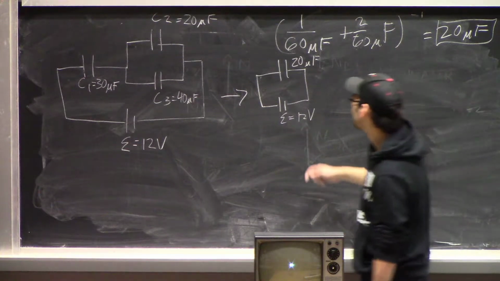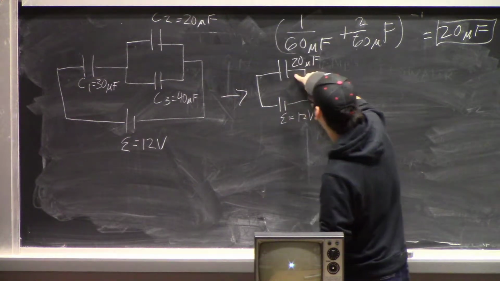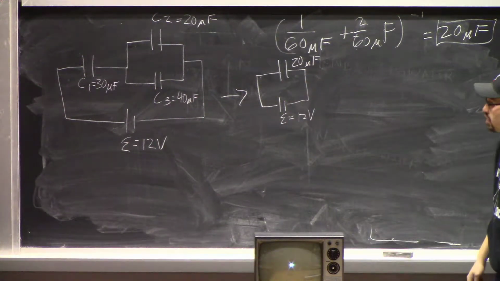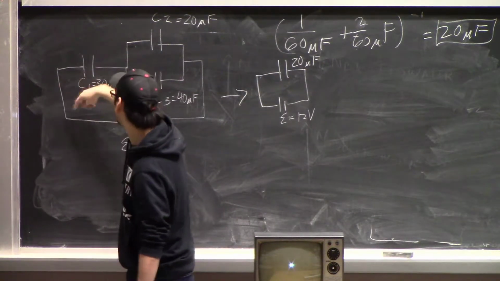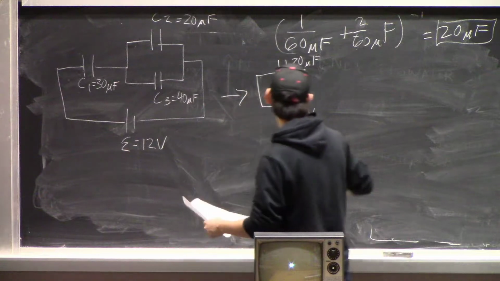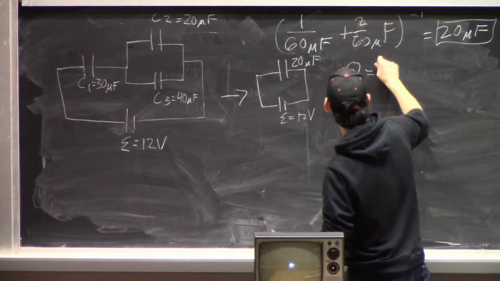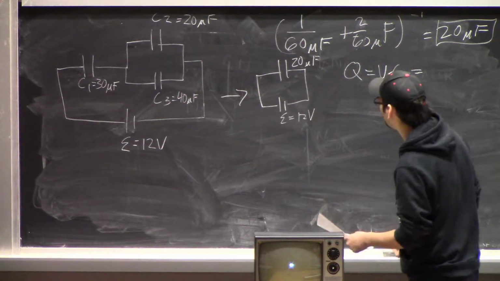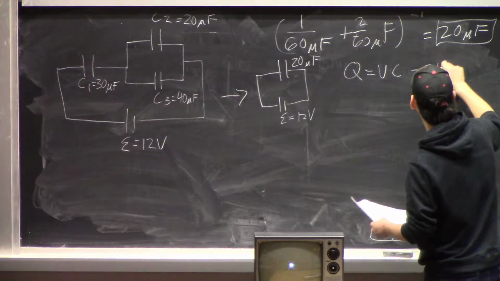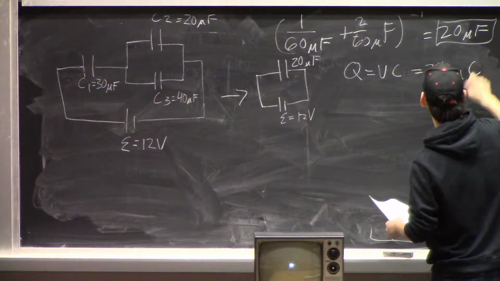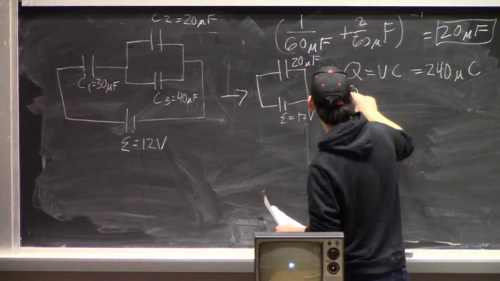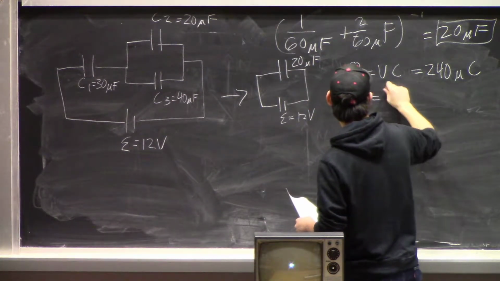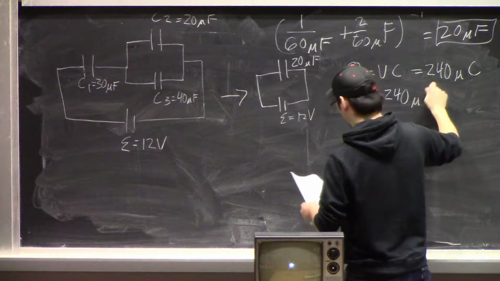And the same thing is going to happen with our capacitor system. So if we can find the equivalent capacitance, we can find the charge on the equivalent capacitor, and this one doesn't share any of the charge. All the charge goes here. And so when we use Q is equal to VC, we find that this is going to be equal to 240 microcoulombs. So this is the charge on Q1, or on capacitor 1. This is 240 microcoulombs.